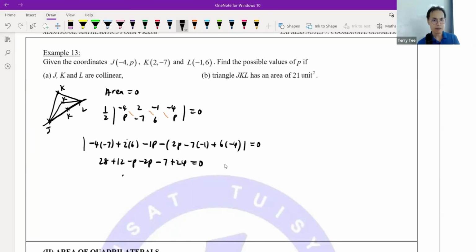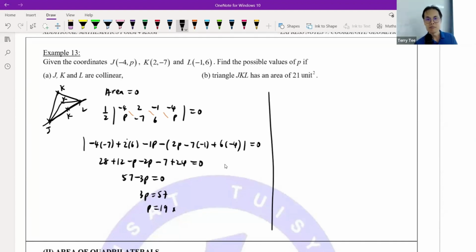64 minus 7 is 57, right? 57 minus 3p equals 0, correct or not? So 3p is 57, p is 19. So for the first case, the points are collinear, right? Now, collinear means the area must be 0. Second case, the area is 21.